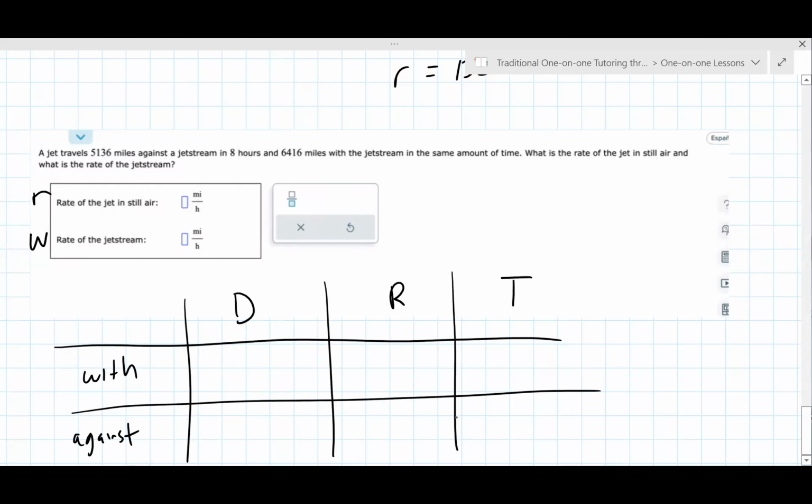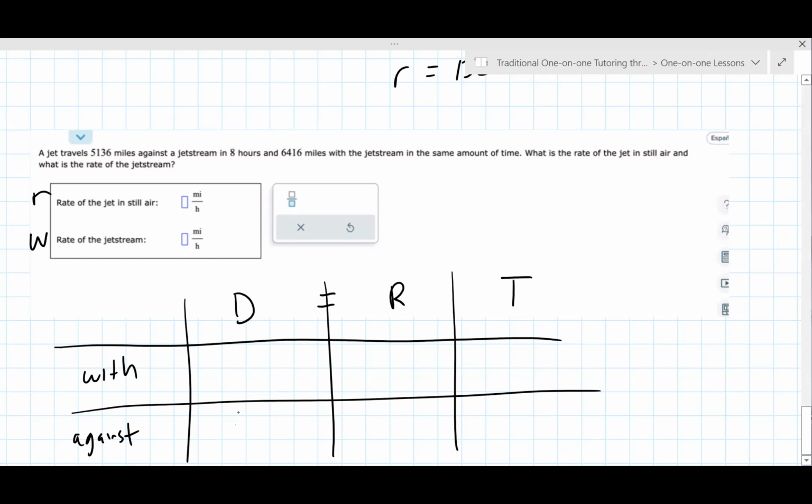Can you tell me any of the values in this table after you look at it? Okay, so let's see. The jet travels 5,138 miles against a jet stream in 8 hours, and so we know against will be W minus 8.